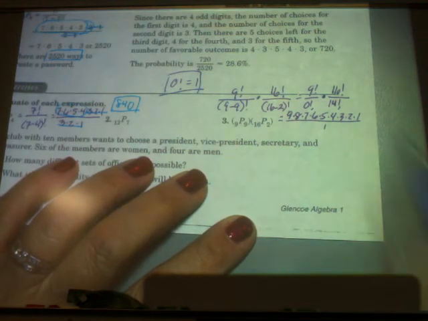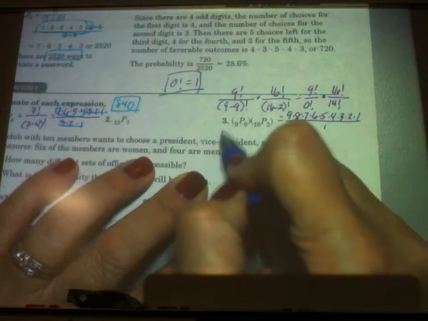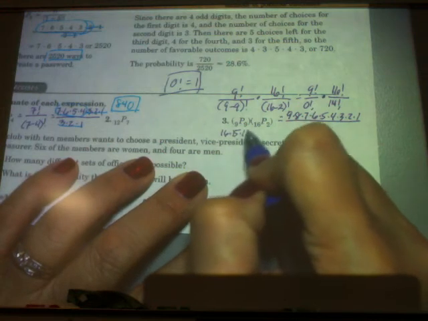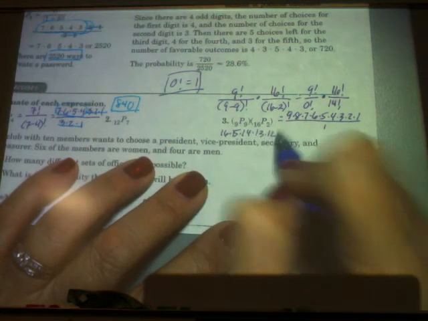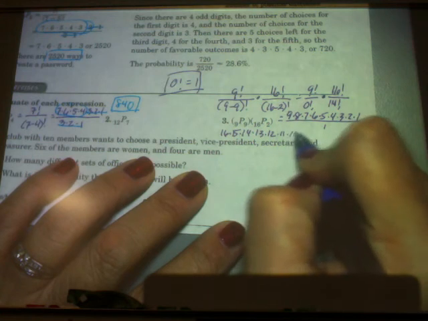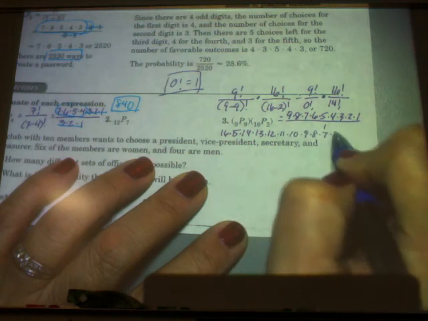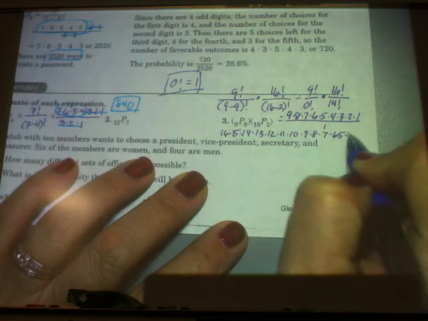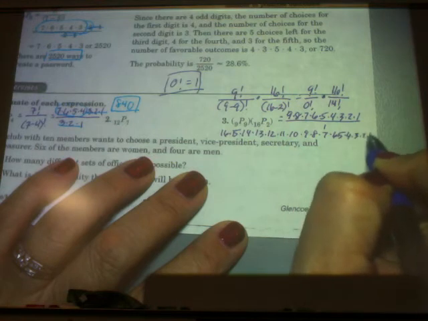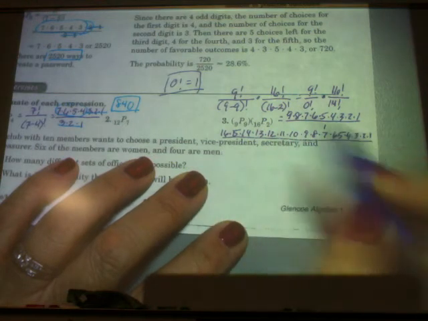I'm running out of room, so the second one is going to be 16. I can't talk and write at the same time. I write the wrong numbers. And then, of course, 14.